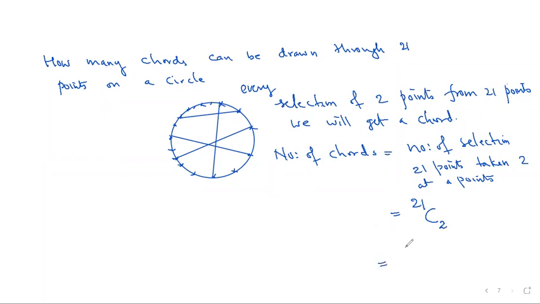And how to calculate 21C2? Write 2 numbers starting from 21, and write 2 numbers starting from 2 going down. That gives 210. So you can draw 210 chords in the circle. Have you understood? Yes, sir.